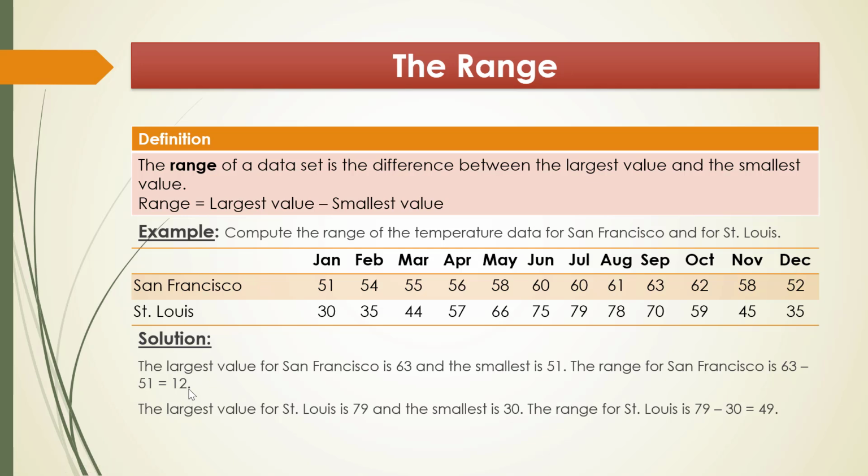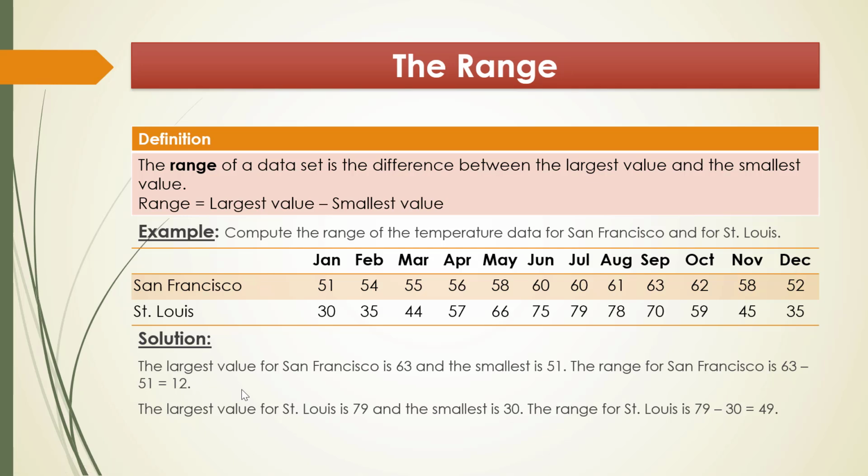Similarly for St. Louis, the largest temperature is 79 and the smallest is 30 Fahrenheit. So the range for St. Louis temperature is 79 minus 30, which is 49. So here we see that St. Louis temperature varies more widely compared to that of San Francisco.